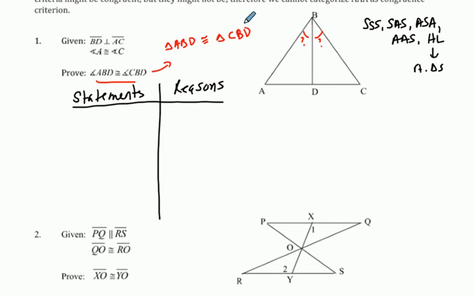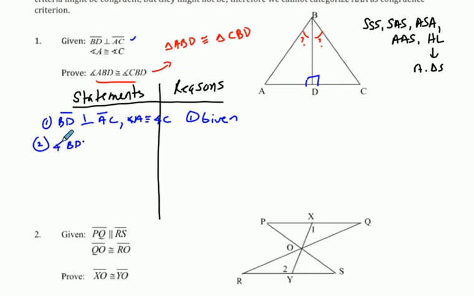Now that I have a goal, I'm going to list out the given information next. BD is perpendicular to AC, and angle A is congruent to angle C. Given. The first piece of information, given perpendicular lines, allows me to draw right angles in my picture. So I can say angle BDA and angle BDC are right angles. And the reason is perpendicular lines intersect, forming right angles.